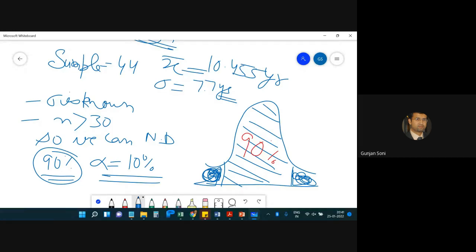So it basically means that if I take 100 companies and say that these companies have 10.455 years of experience around, I'll also say it with the confidence interval. But among these 100 companies, there is a possibility that 10% of the companies may be outside that range of confidence interval. Getting it?